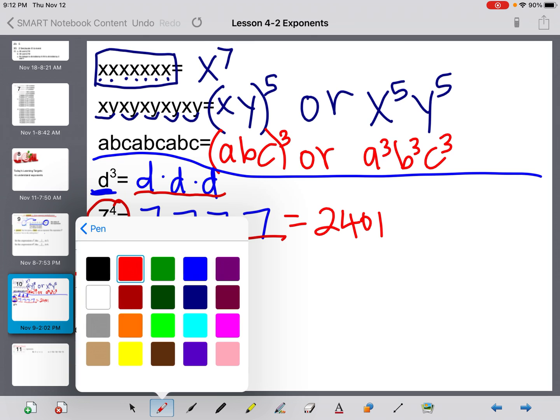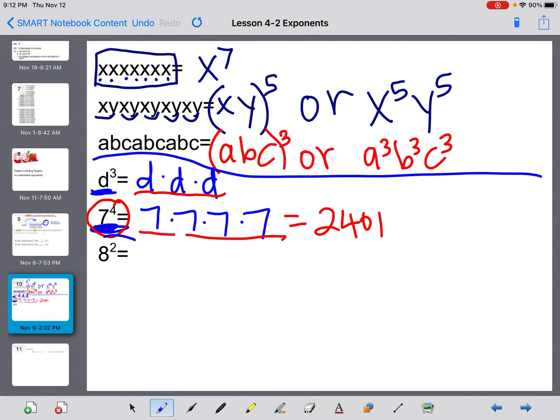Go ahead and pause and try this last one. Two things happen. Expand it out, and then find the value. This one is a little bit easier. You don't need a side problem.